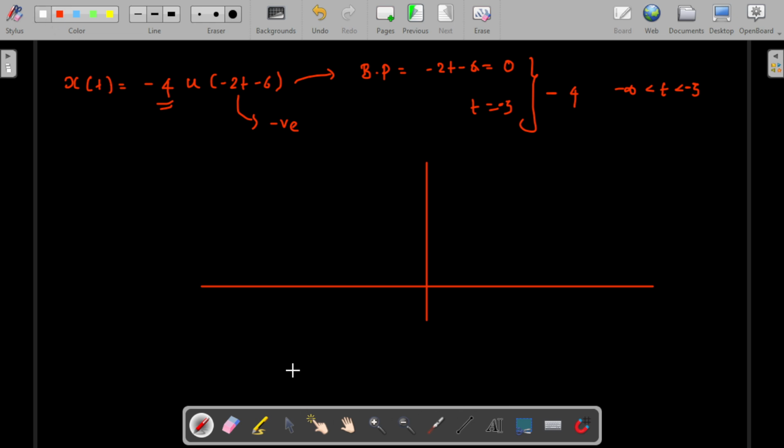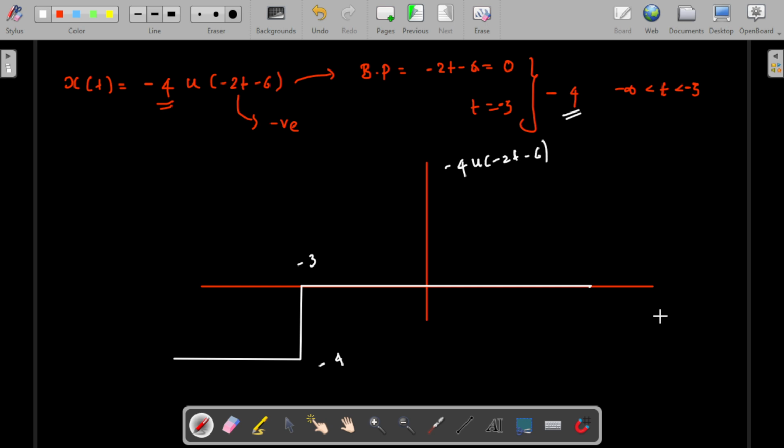So the similar approach: it will be at 0 up to minus 3. Our general assumption is that it will go up by plus 1, but here the magnitude is minus 4. Then what happens? It will come to minus 4 and go in that direction. So that is how we will be drawing the graph. If this is minus 3 and this is minus 4, then this is 4u(2t minus 6). This is how we need to draw the graph when it is time shifted and also amplitude scaled. I hope you guys are able to understand.